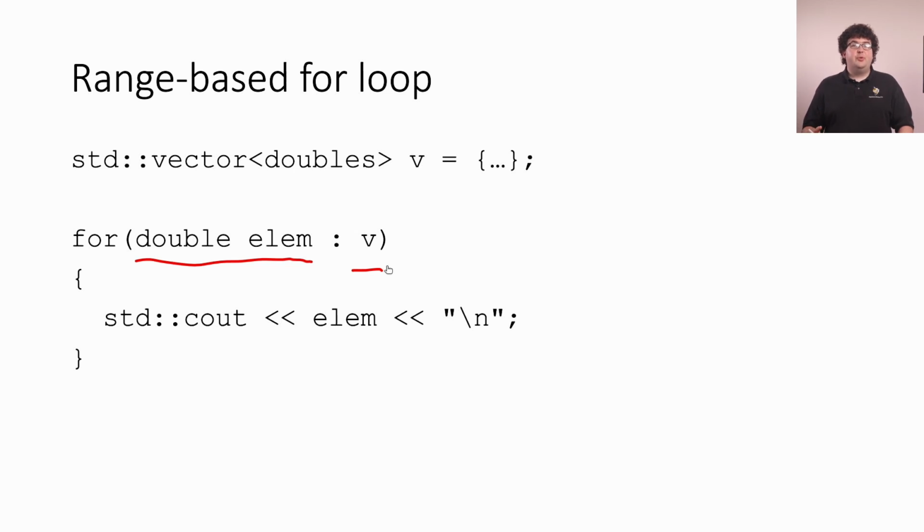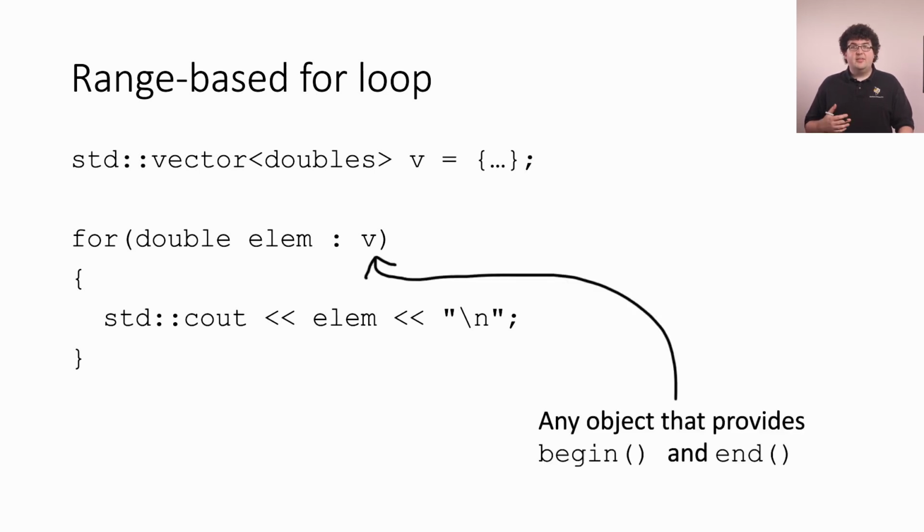So the body of this loop will run once for each element in our vector, and the elem variable will be set to the current element for each of those runs. Under the hood, this style of loop is using iterators, so we can give it any object as the container as long as that object provides the begin and end functions we talked about last time.